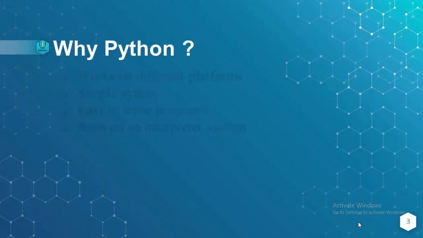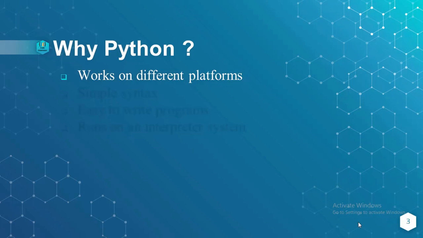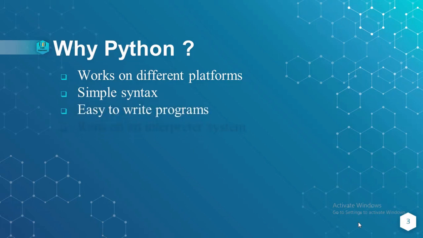Now, let us see why Python. Python works on different platforms such as Windows, Mac, Linux, Raspberry Pi, etc. Python has a simple syntax similar to the English language. Python has syntax that allows developers to write programs with fewer lines than some other programming languages. Python runs on an interpreter system, which means that code can be executed as soon as it is written. This directly means that prototyping can be very quick.